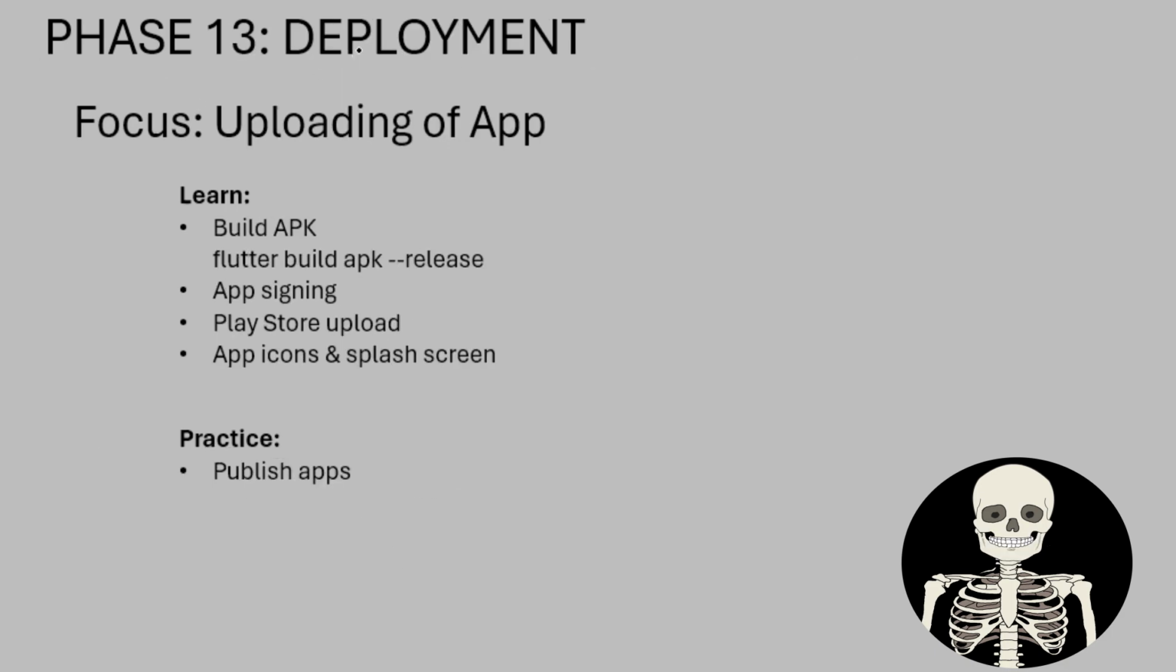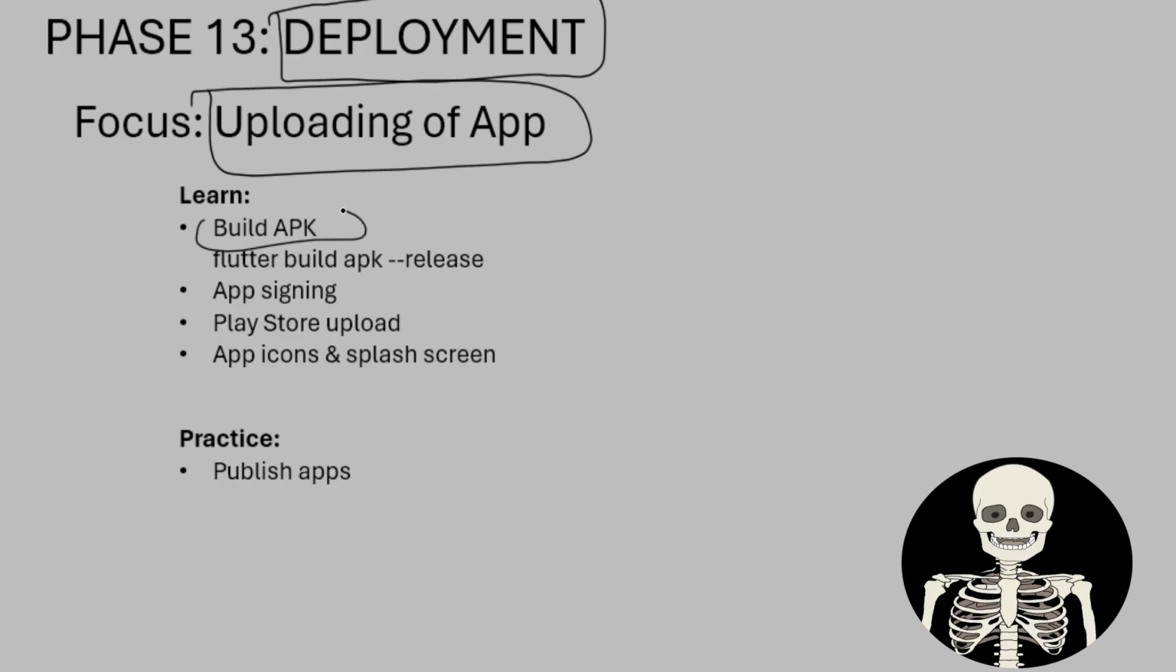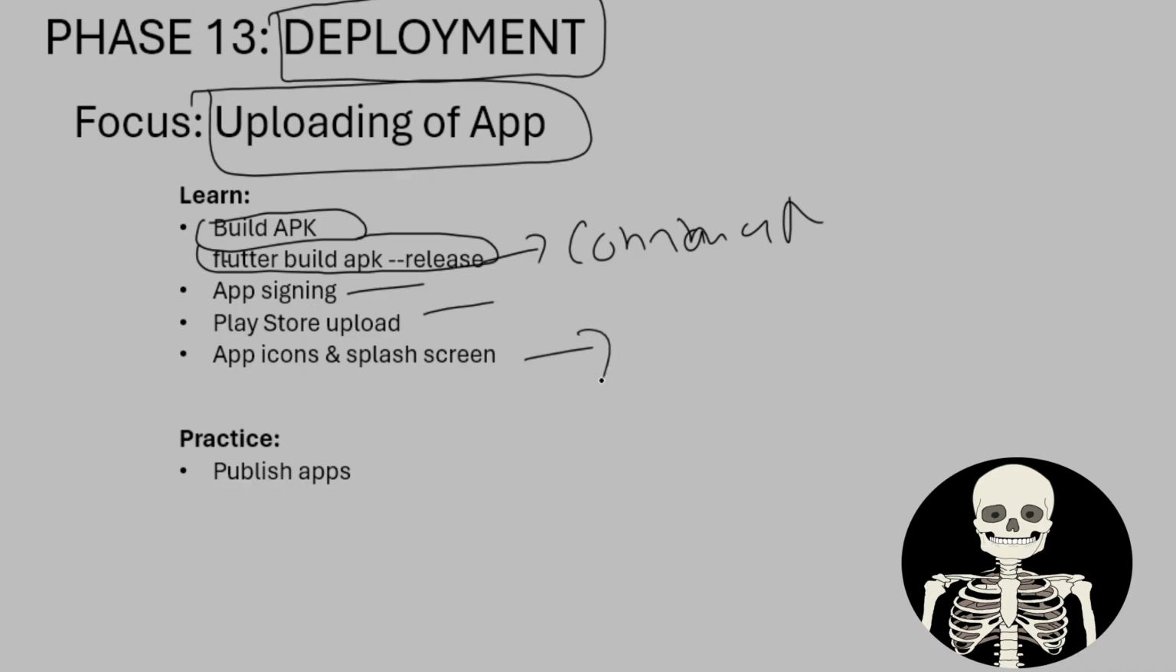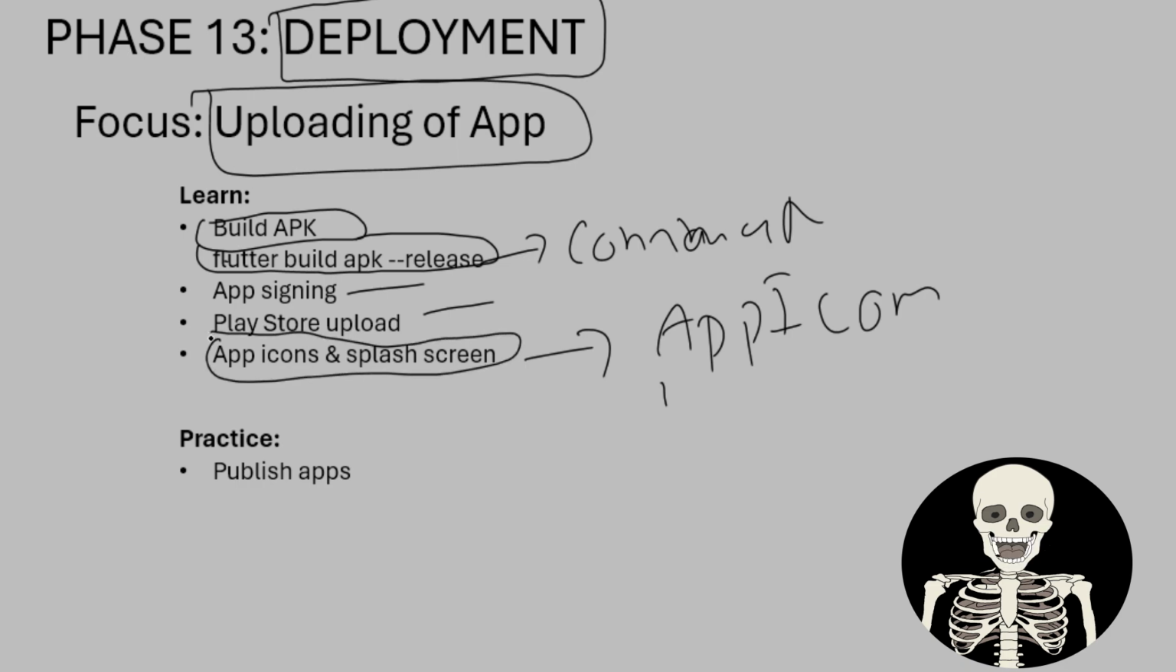After that, we are going to learn how to deploy an app, how to upload it. So we're going to build an APK, and flutter build apk --release. These are the commands when we need an APK, and app signing, Play Store upload, and app icon and splash screen. We are going to learn how to use a custom app icon and splash screen for our app. There are 2 or 3 methods for that, so we're going to learn all of them. After that, we're going to practice how to publish our app on different platforms.